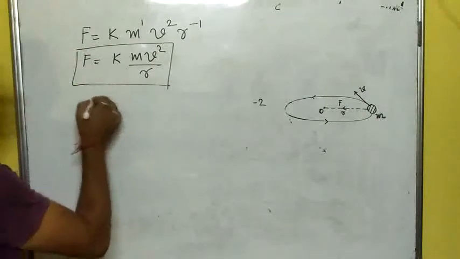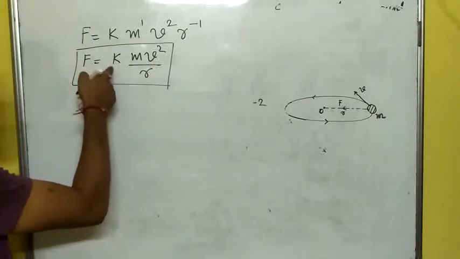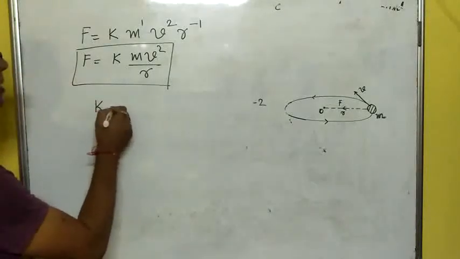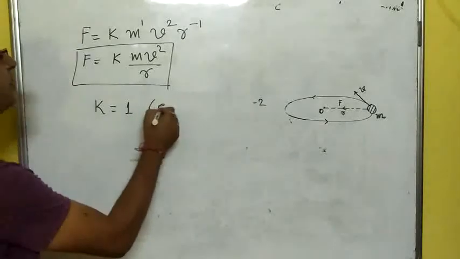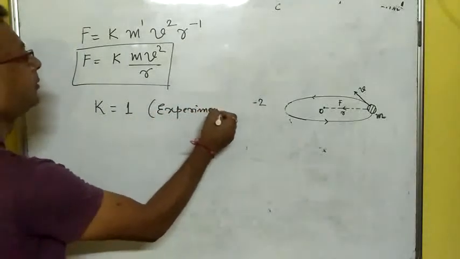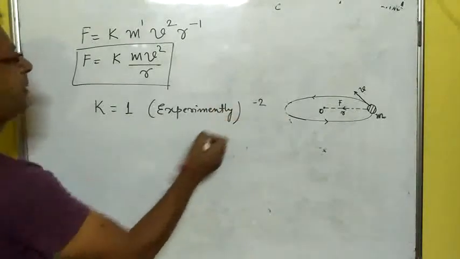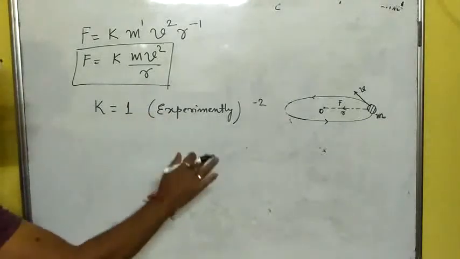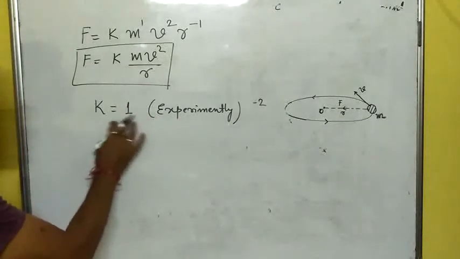centrifugal force. Now remember, as I told you, that K is to be found out experimentally. It cannot be found out dimensionally. So you can write K equals 1. This is found experimentally. You cannot find it out with dimensions. Only by further studies will you find out that the value of K is equal to 1.